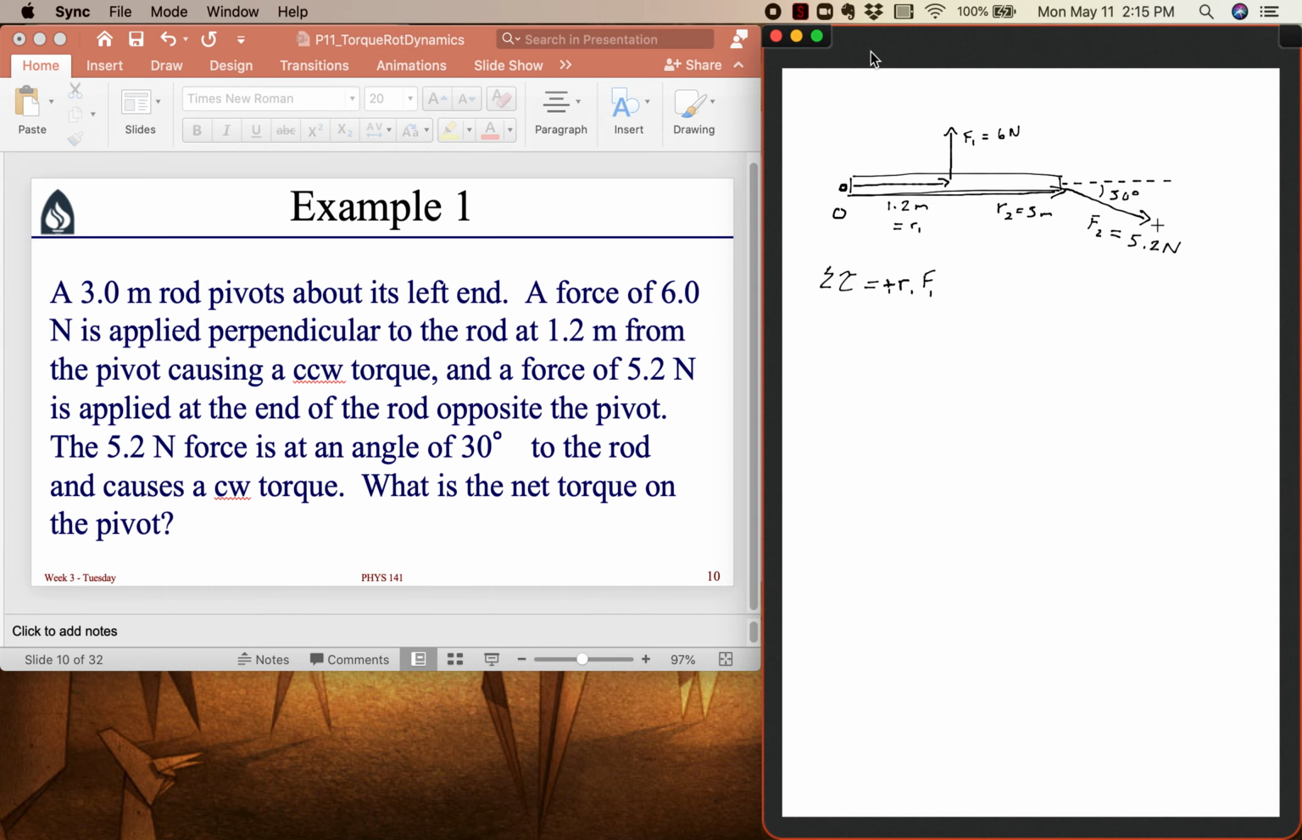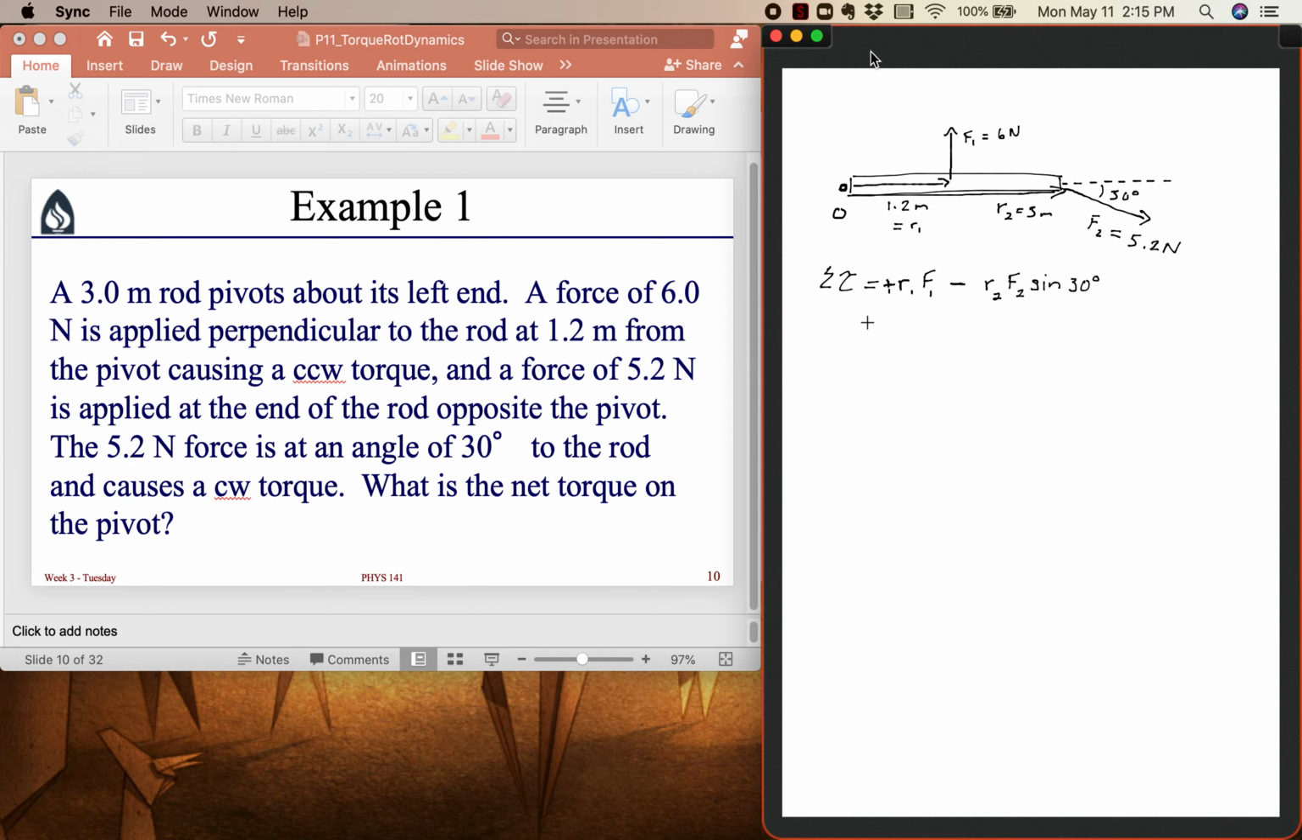So then let's focus on this second force. So I have the moment arm R2 times F2 times the sine of the angle between the moment arm direction and the force direction, which is 30 degrees. Now this force, if it's the only one applied to the rod, would cause the rod to rotate in the clockwise direction, which means this is a negative torque, so I need to include the minus sign.